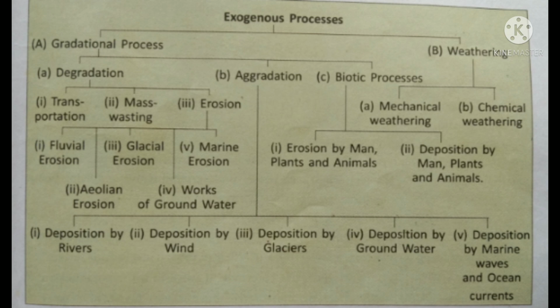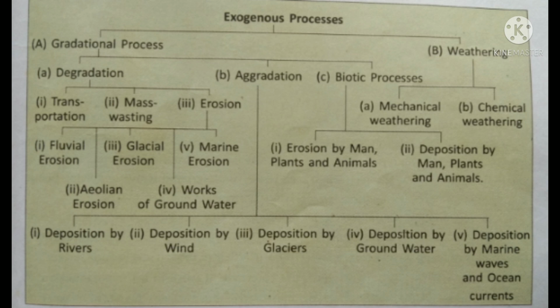Now in the case of chemical weathering, you should remember the chemical composition of the materials is changed. So that is basically related with the exogenous processes also. So these are part of chemical weathering, and these are part of the exogenous processes. So you should remember all these things.